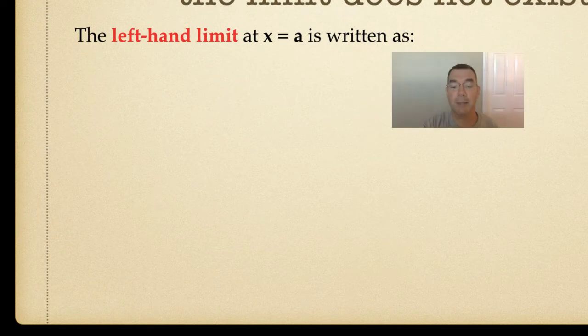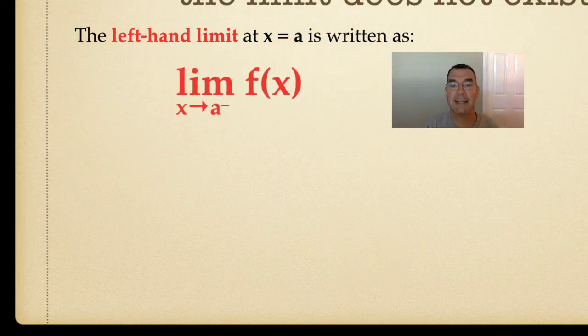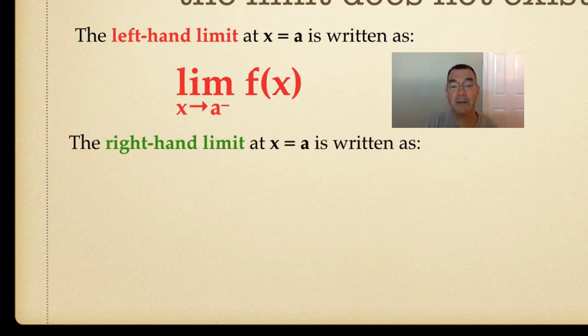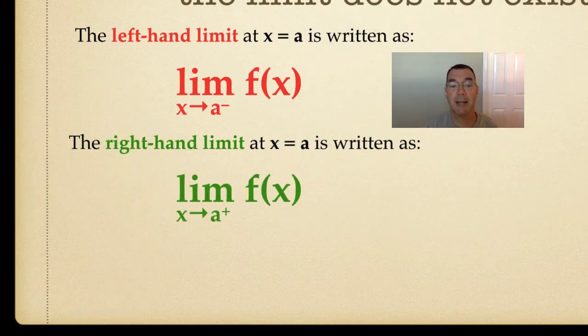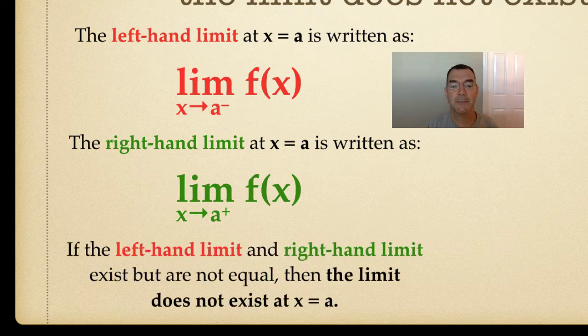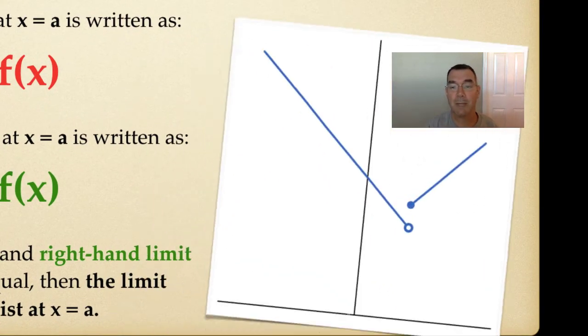There's the left-hand limit, which uses x's that are a little bit less than the x that I'm looking at. There's a notation for that with a little minus after the value that x is getting close to. Okay, and then the right-hand limit is very similar, but it's got a plus instead of a minus, so that means I'm looking at x's that are a little bit bigger than the x that I'm trying to find the limit at. All right, so if the left-hand limit and the right-hand limit exist but are not equal to each other, then the limit doesn't exist.